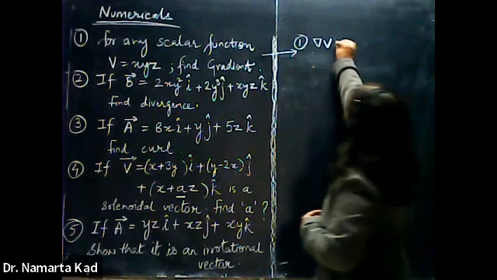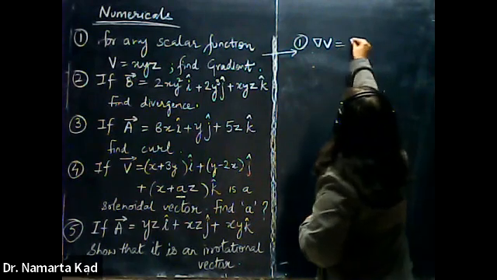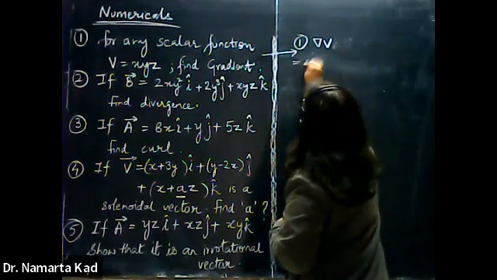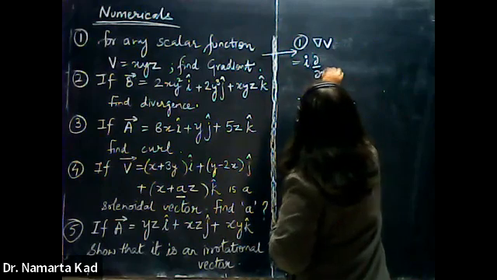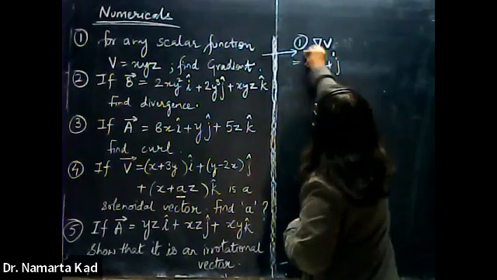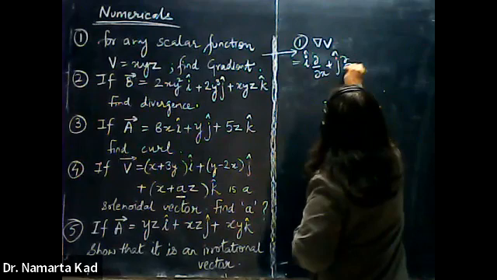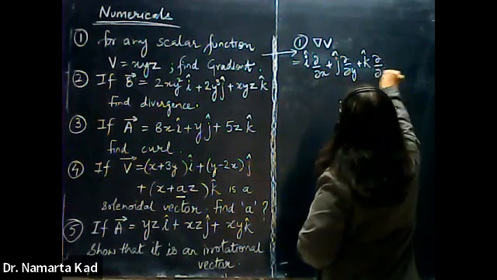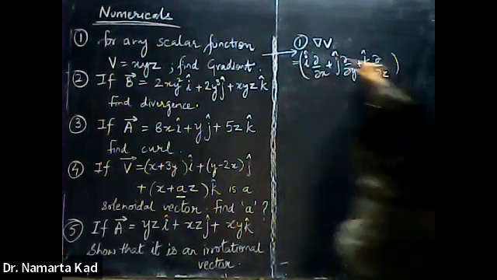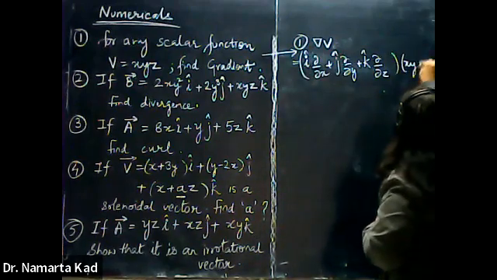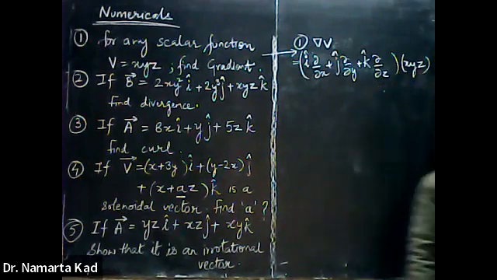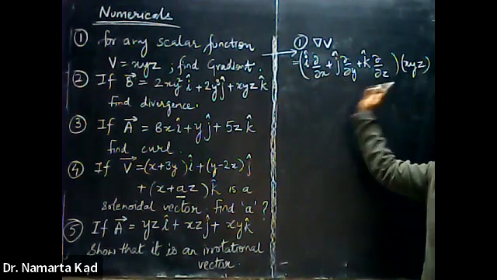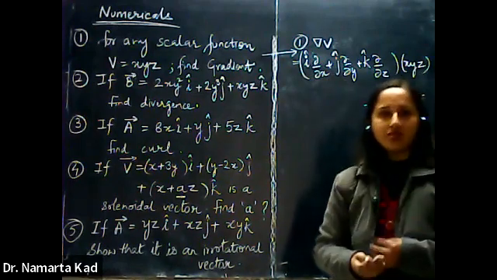So this is equal to del, that is i into curly by curly x plus j into curly by curly y plus k cap curly by curly z. This is my del function and v is simply xyz. So simply multiply this xyz with this del function and it will give you the answer in the form of a vector quantity.